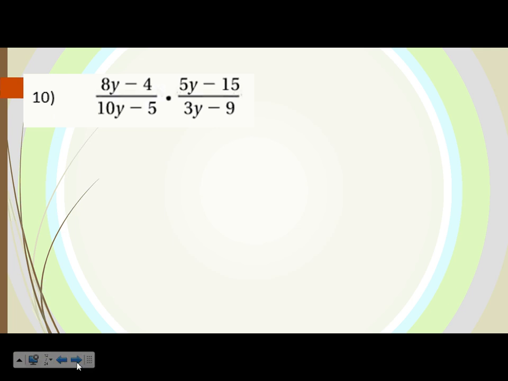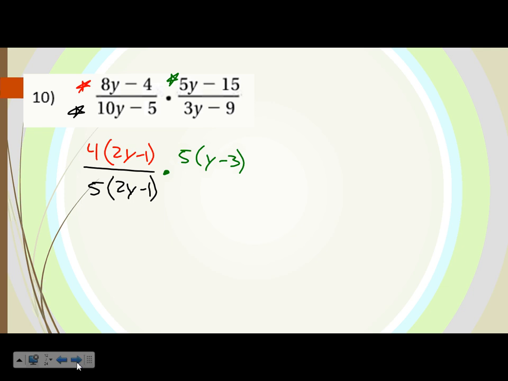So again, first thing you want to do when you look at these is see if you can factor. Once you factor, then if they have the same thing on the top and the bottom, you can cancel. So this numerator, I can factor out a 4. So if I take out a 4, I have 2y minus 1. This one, if I factor out a 5, I have 2y minus 1. Multiplied by, then this one, if I factor out a 5, I have y minus 3. And this bottom denominator, if I take out a 3, I'll have y minus 3. So that's the first step, factoring. Factor everything you can.